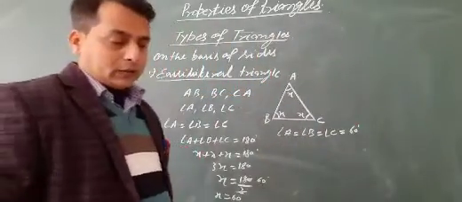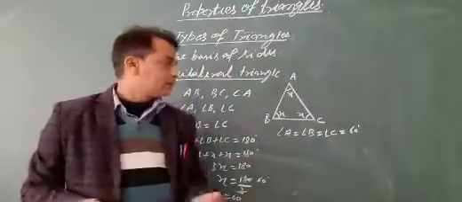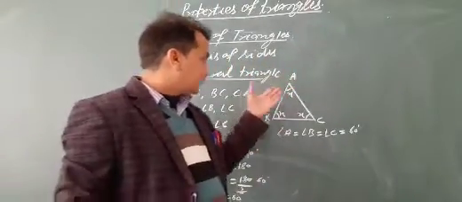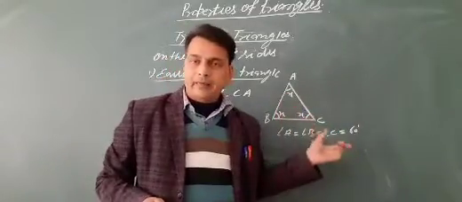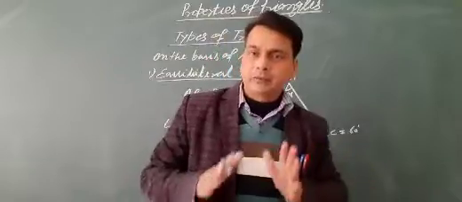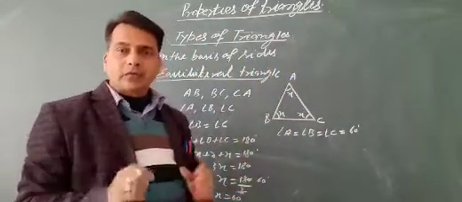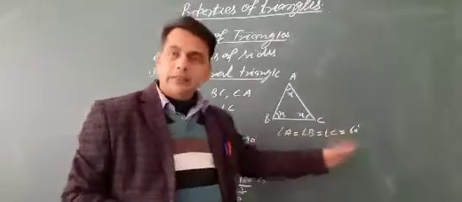So, properties of the equilateral triangle: all sides of the triangle are equal and each angle is equal. This type of triangle is known as the equilateral triangle, and each angle of an equilateral triangle is 60 degrees.